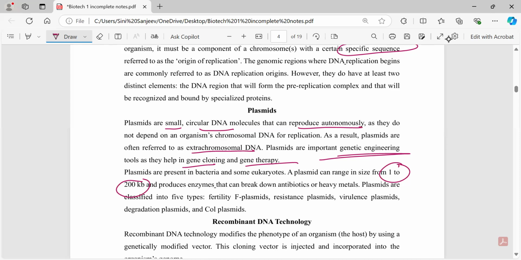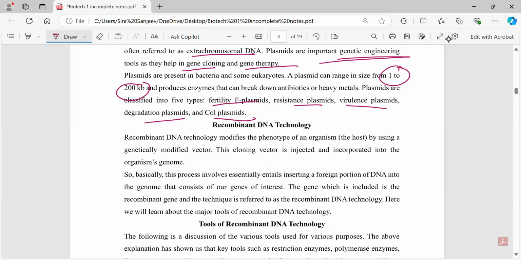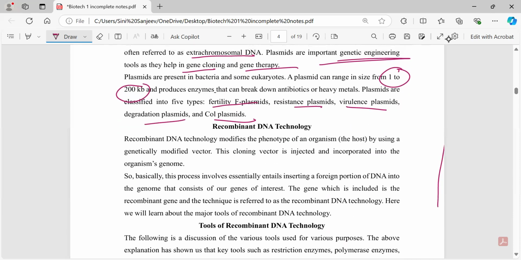Hence, according to your plasmid size only, you have to isolate the desired DNA sequence, so that it can produce your desired enzymes, antibiotics, or whatever. There are certain types of plasmids, like F plasmid, resistant plasmid, viral and degradation, and col plasmids. Depending upon what role they play, or where they originated from, these plasmid types are given. Then recombinant DNA technology, I have already told you what it is.